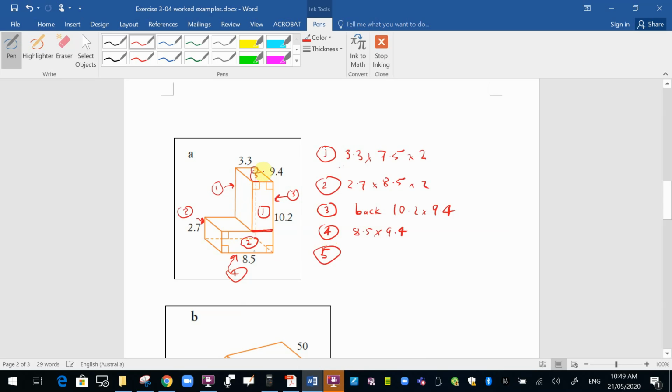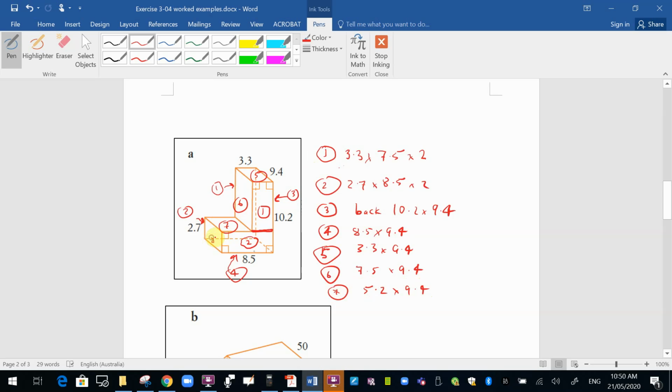We'll go up the top. That's 3.3 times 9.4. Number six is this one here. That's the same dimensions as our rectangle there. The length, that was 7.5. And across this way was 9.4. And seven is this distance here, which is 8.5 there minus the 3.3. 8.5 minus 3.3, that's 5.2.